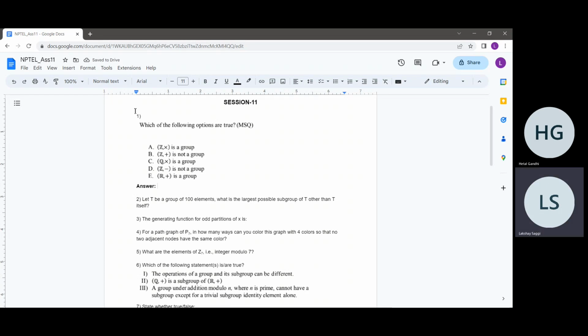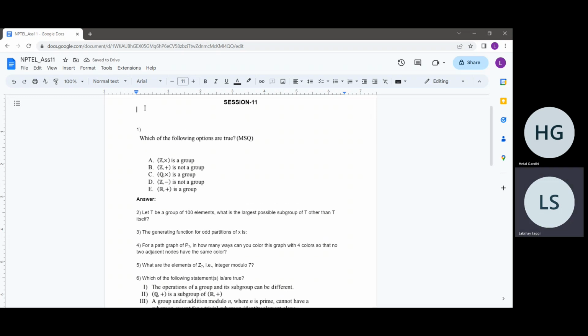Just to get started, the first question is asking which of the following options are true. So basically it's a multiple choice correct question. It has some options like Z, comma, multiplication is a group. Basically all the options are a field and an operator, and it's asking whether this field and this operator is a group or is it not a group. So for checking if something is a group, let me just write down some basic notes.